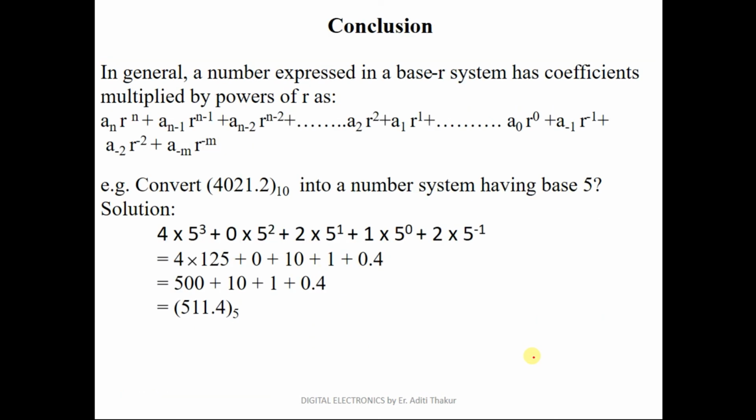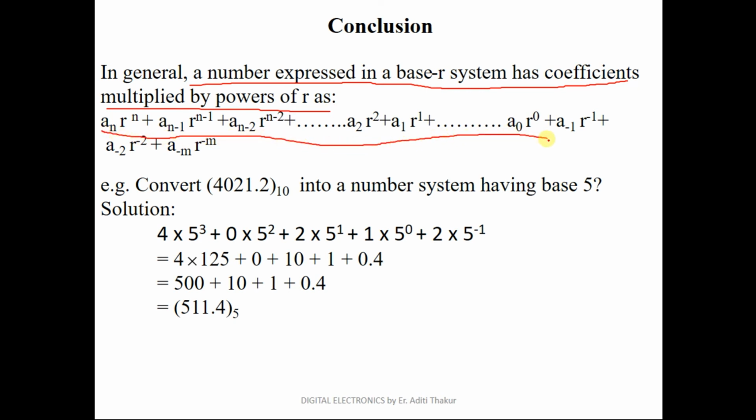Now lastly, I want to conclude that in general we have studied number systems with base 2, base 8, and base 16. But in general we can have a number system with any base. Let this any base be R. A number expressed in a base R system has coefficients multiplied by powers of R. So this is a general equation. We have generalized the equation for any number system having base R.